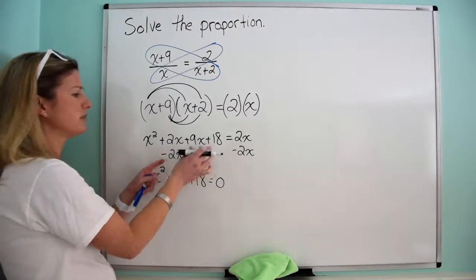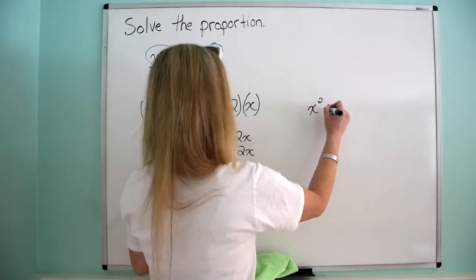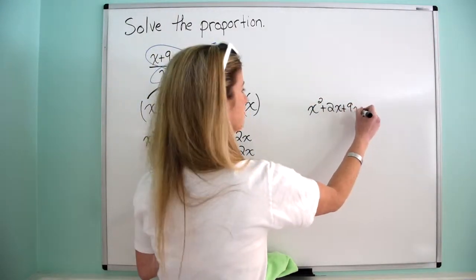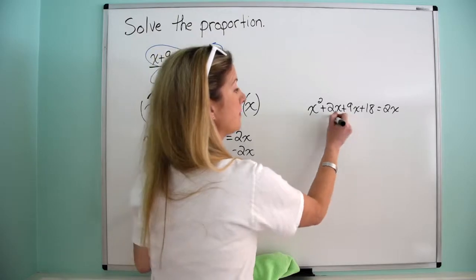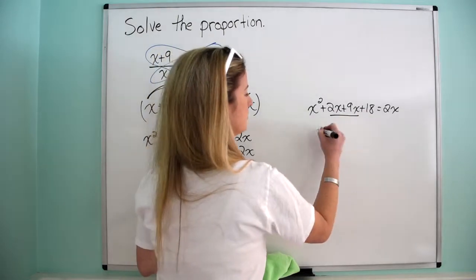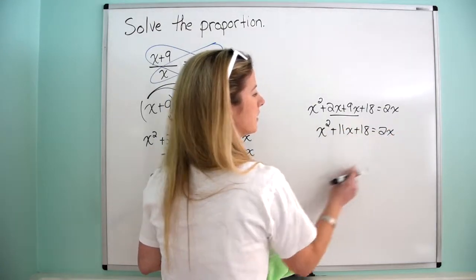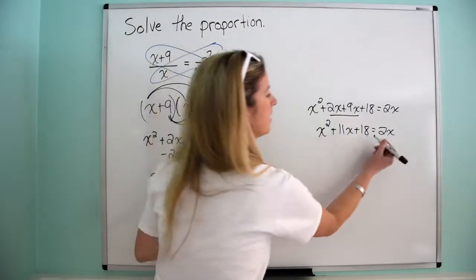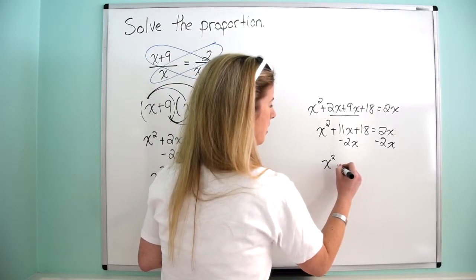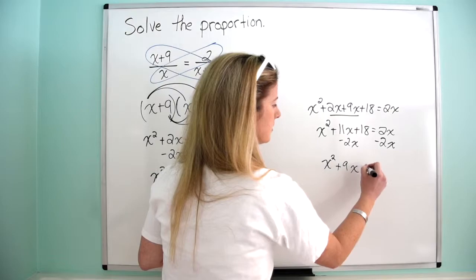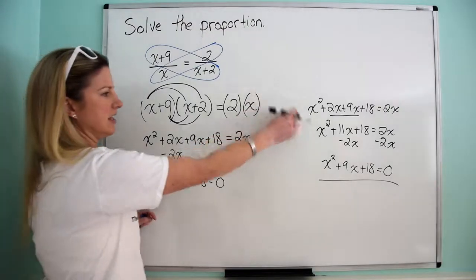Now, just as a side note, for those of you wondering what I just did, I'm going to come over here quickly and show you. It was x squared plus 2x plus 9x plus 18 equals 2x. So I'm going to show you the other method that you could have done here. You could have combined like terms. You have a 2x and a 9x, so that's going to be 11x, and then plus 18 equals 2x. Then you want to get everything on one side, so subtract 2x from both sides. You end up with x squared plus 9x plus 18 equals 0, which is exactly what we have here, except I saved the extra work.